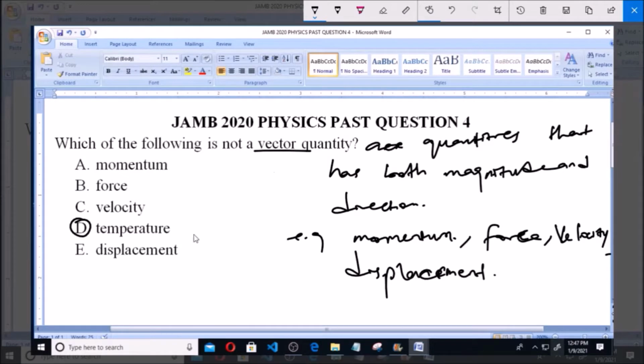Temperature is not a vector quantity. Temperature is a scalar quantity. Now scalar quantities do not have direction, but they have magnitude, and temperature is a scalar quantity. So temperature is the correct answer to this question because it is not a vector quantity.